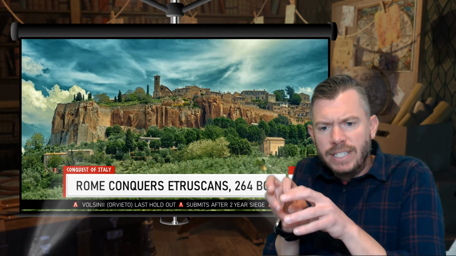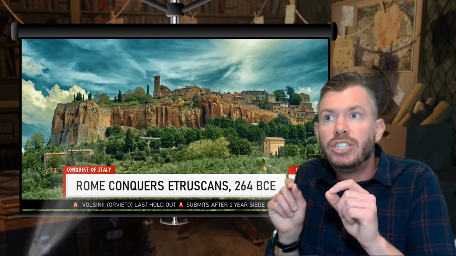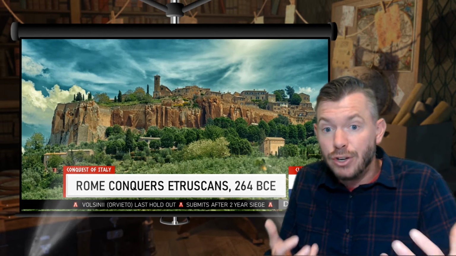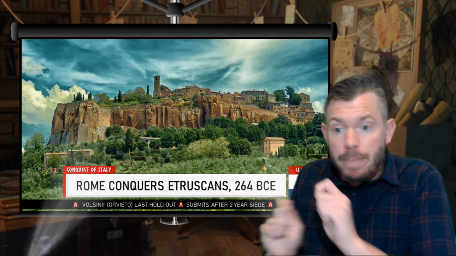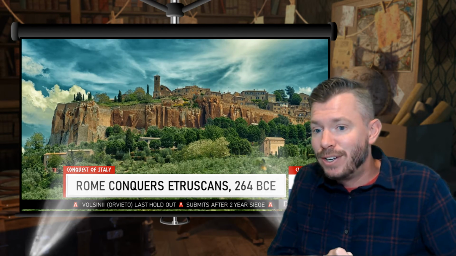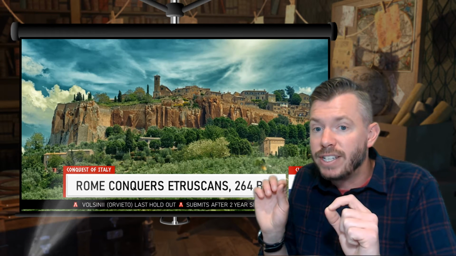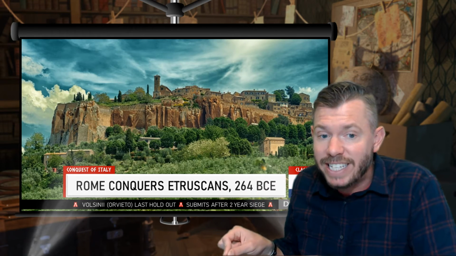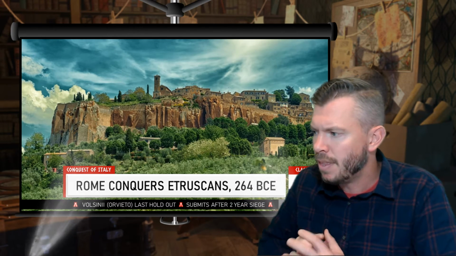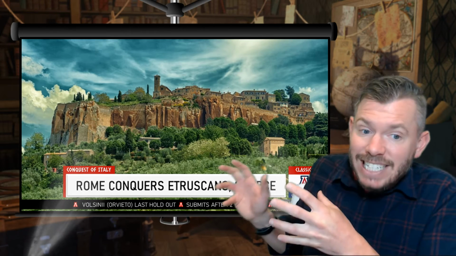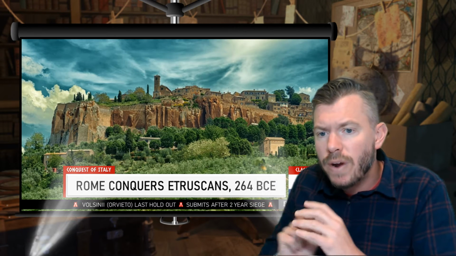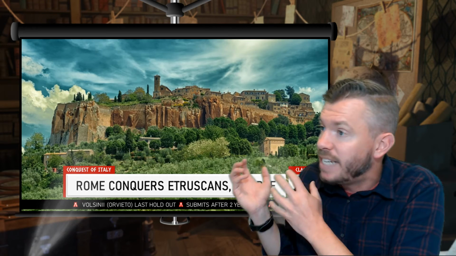Now, the Romans end up going after the Etruscans in much the same way as they'll end up going after the successor kingdoms to Alexander. And that's by trying to pick them off one by one and make alliances with some of them against other ones, right? They are using the fact that the Etruscans are a series of independently governed city-states. They're trying to use that to their advantage. Okay, so the last of these, after picking off a bunch of them, is the city of Volsini, which many historians and archaeologists associate with the modern town of Orvieto.